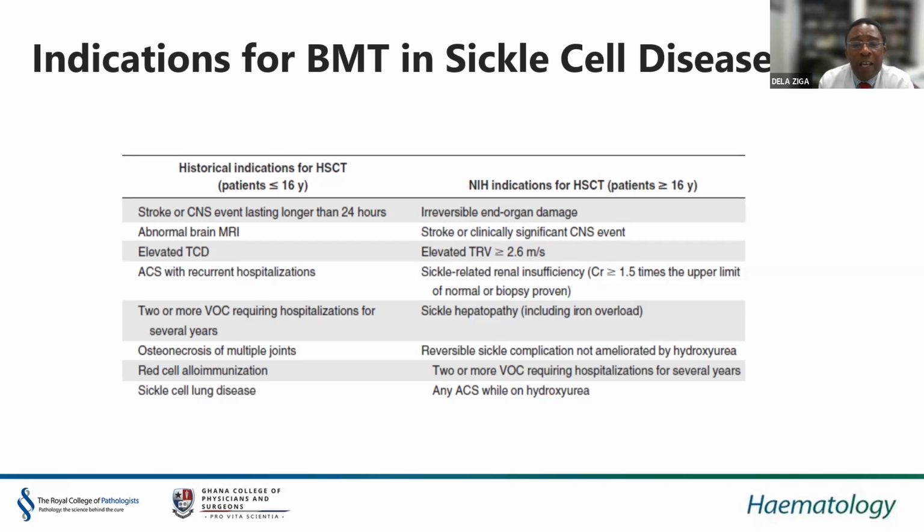damage, stroke, elevated tricuspid regurgitation velocity of 2.6 meters per second or more, sickle cell renal insufficiency with elevated creatinine or cystatin C, sickle cell liver disease in children also who have iron overload, irreversible complications that are managed with hydroxyurea, or patients who have failed hydroxyurea treatment also. So these are the indications for transplant.